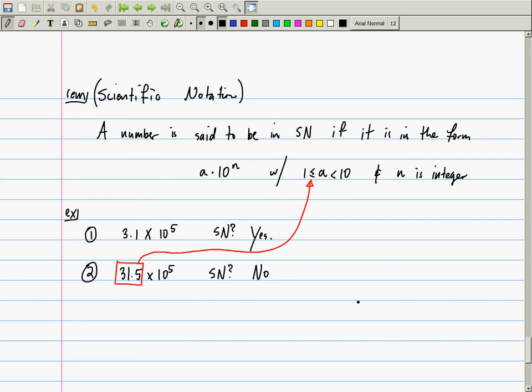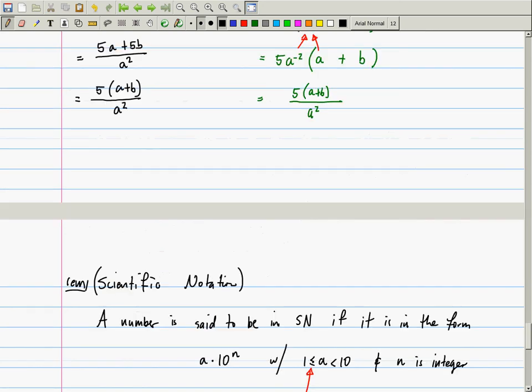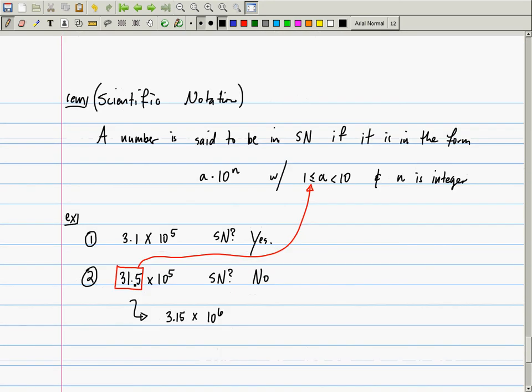However, you could fix it. Even though this number is not in scientific notation, it's still a perfectly understandable number, and I could rewrite it to put it in scientific notation. So how could you rewrite it? 3.15 times 10 to the 6. So what happened to the decimal point? I moved it one to the left, like this. What happened to the exponent? I increased it by one.